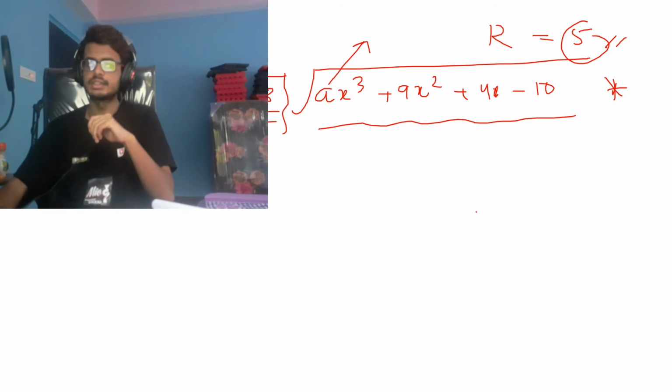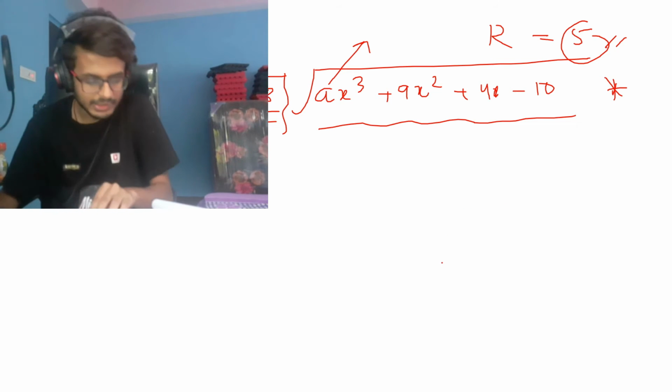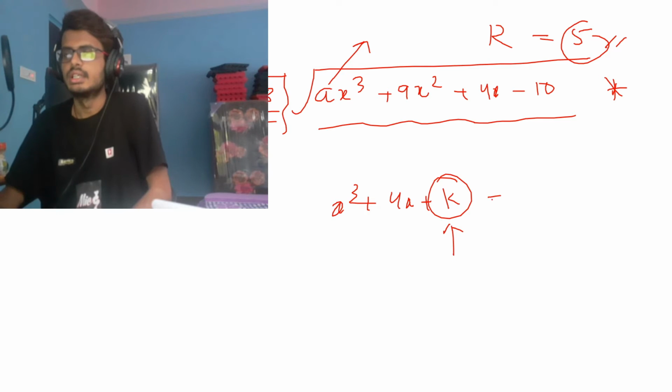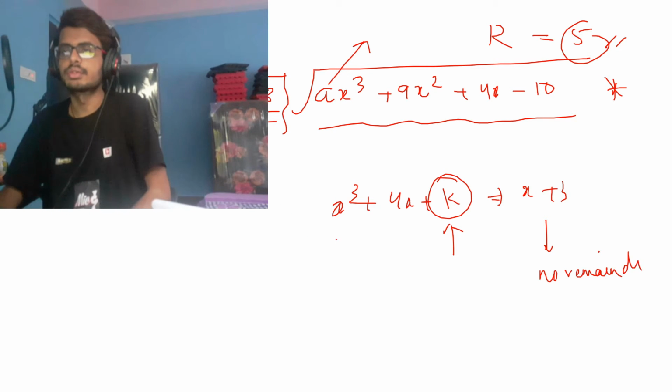I'll tell you how to solve this. And there are some other patterns like this where there will be something like x cube plus 4x plus k. So you need to find the value of k, for which dividing this with x plus 3 will leave no remainder. No remainder. Okay, so these are the types of questions that you get in this chapter.